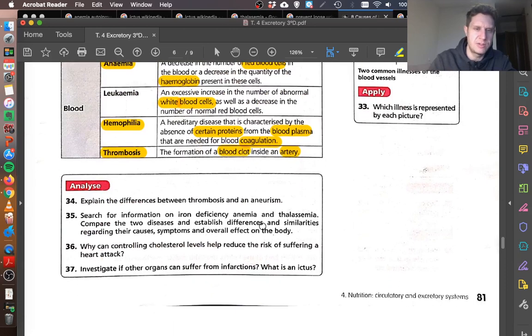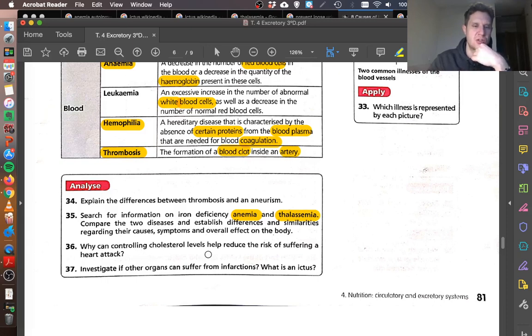Search information about iron deficiency and anemia and thalassemia. Thalassemia is a genetic disease. Yes, so the hemoglobin is not properly built, so you can have the same number of red blood cells, but they're not working properly. Yes, they can have the same symptoms, lack of strength, you feel not very energetic, you are like pálido, and so on. Yes.